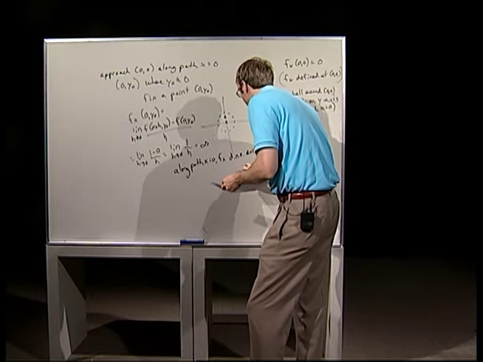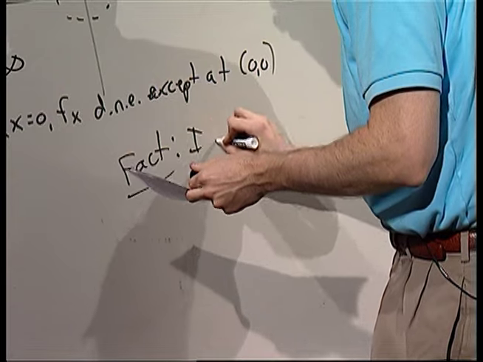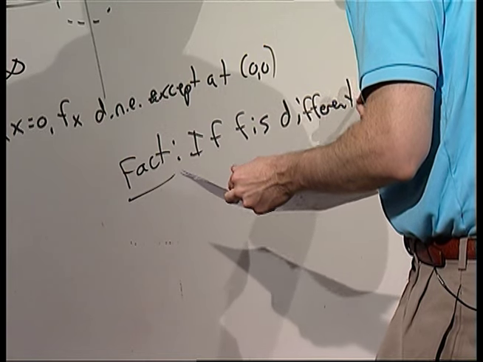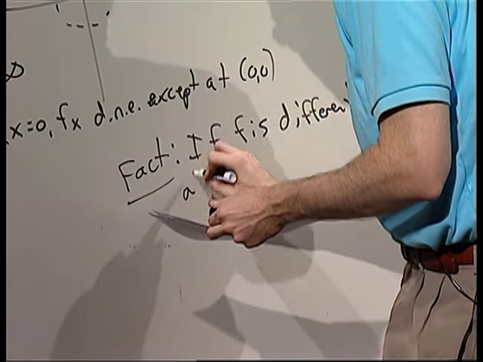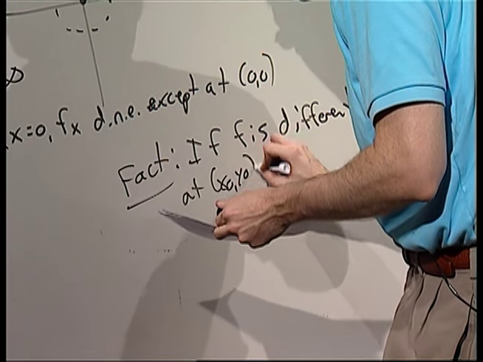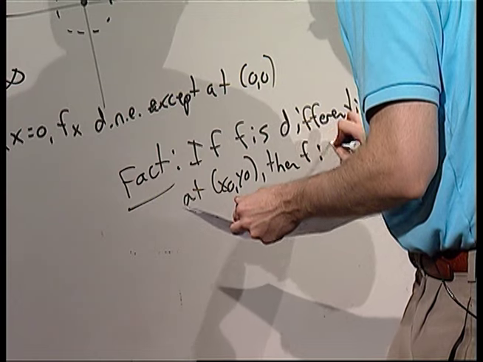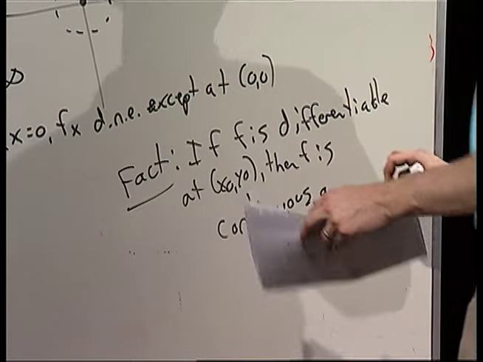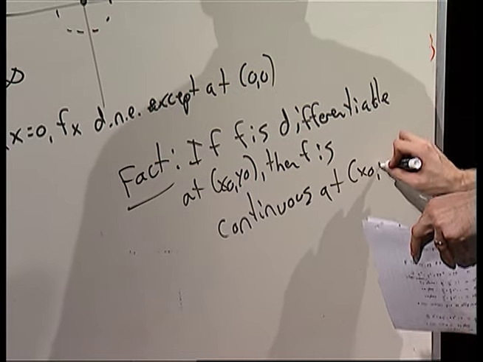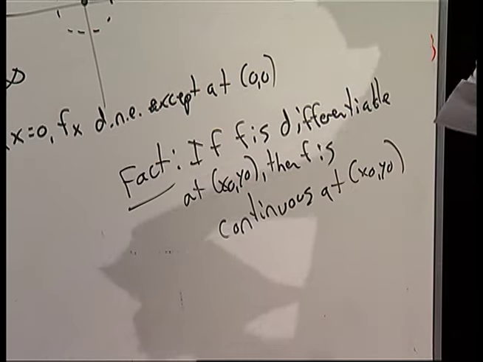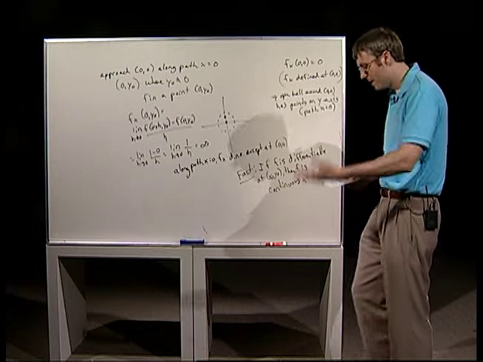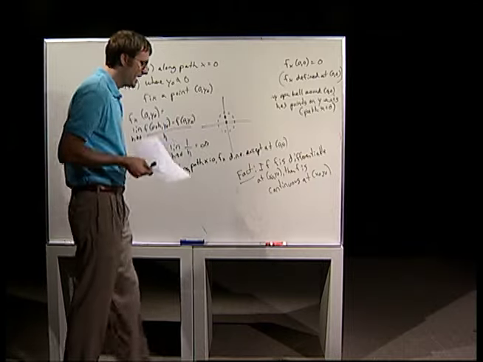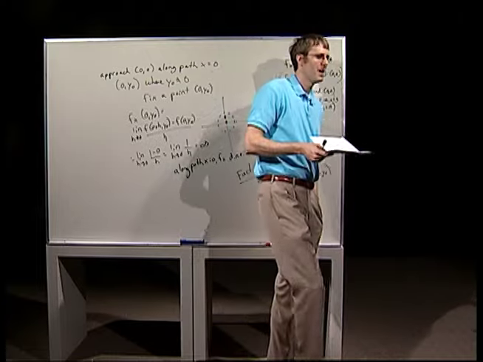The fact is, if f is differentiable at (x0, y0), then it's continuous. We want that to be true. And it's this added restriction of continuity of the partials that gives us that result. And differentiability means what it meant in Calc 1. It means that there's a good tangent there. Not a tangent line now, but a tangent plane.